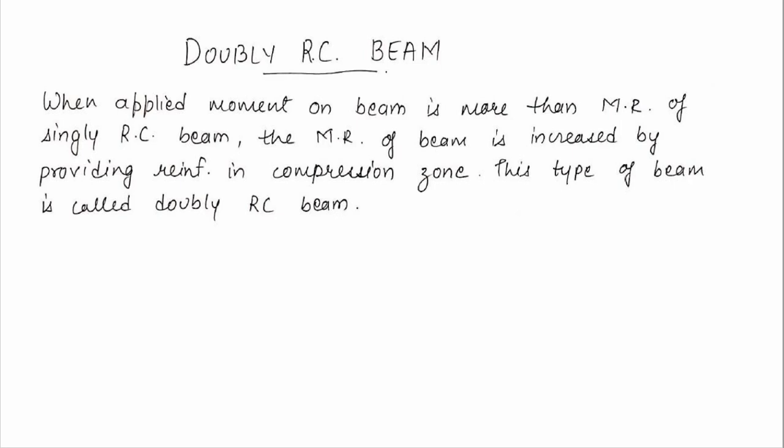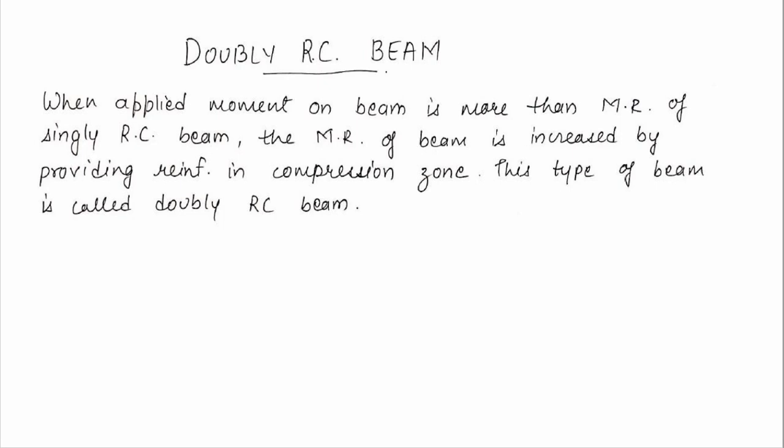When the applied moment on a beam is more than the moment of resistance of a singly reinforced beam, that is Mu lim, the moment of resistance of the beam is increased by providing reinforcement in the compression zone. Up till now in singly reinforced beams we have discussed that steel bars are provided only in the tension zone.